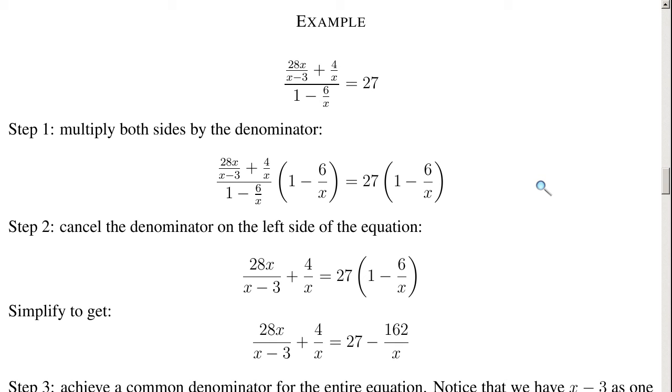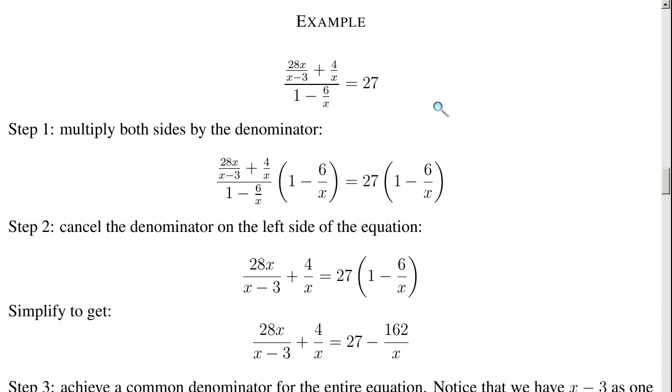The next example is going to be just a little bit tougher because we're going to be working with some larger numbers, but we can handle it, I promise. We have 28x over x minus 3 plus 4 over x, all divided by 1 minus 6 over x equals 27.